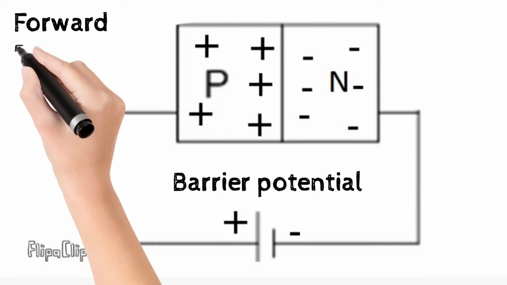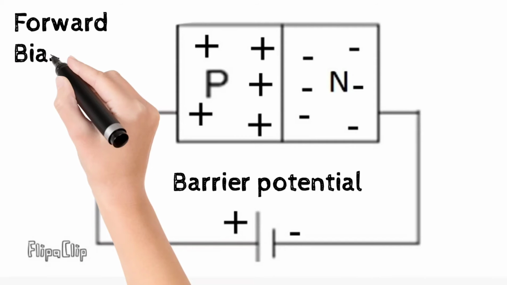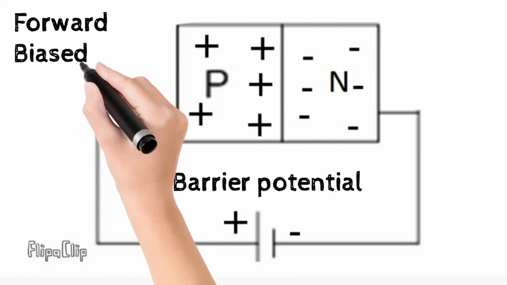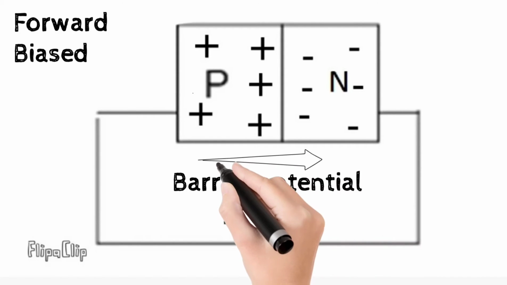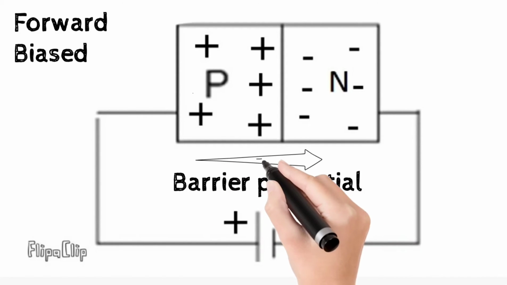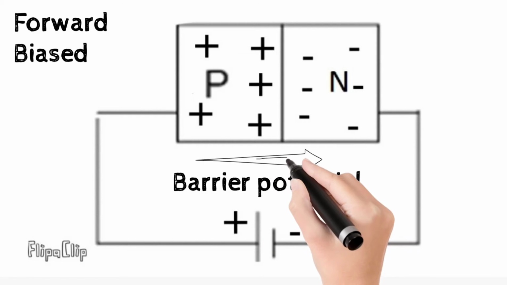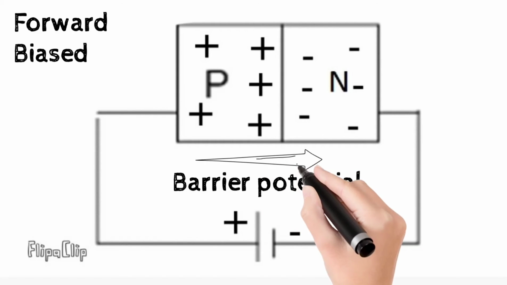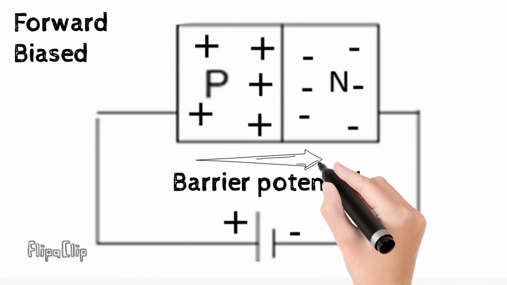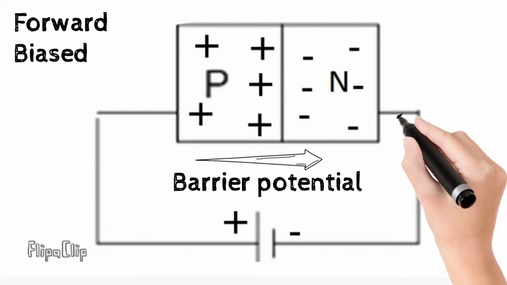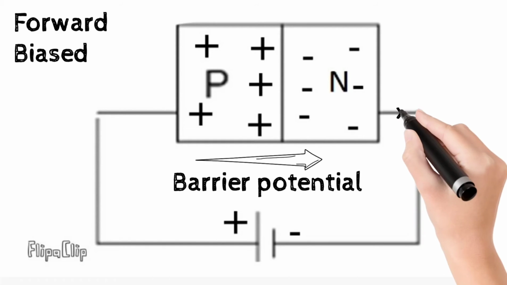Now, we connect link to the ends of each material. We made the basic p-n junction diode. Now, we connect positive terminal of the voltage source to the link connected to P-type side. And, we connect negative terminal of the voltage source to the link connected to N-type side. In this condition, diode is said to be in forward biased condition.